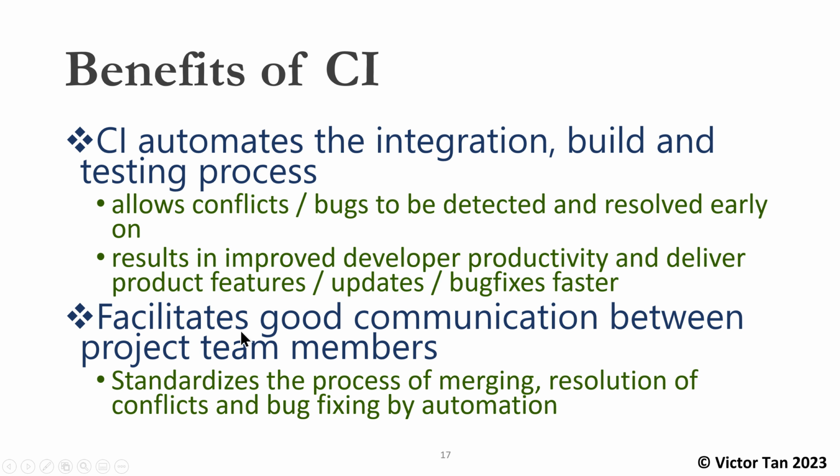And of course, there is good communication between team members. The idea is you want to standardize the process of merging, resolution of conflicts, and bug fixing by automation. So you may have some kind of project software, maybe like Slack, that helps you schedule, okay, twice a day everybody is going to merge into the master, the shared central repository, or once every 3 days everybody is going to merge into the master branch, something like that. There's going to be some standard. Everybody is going to follow the standard, and everybody is going to communicate with each other.